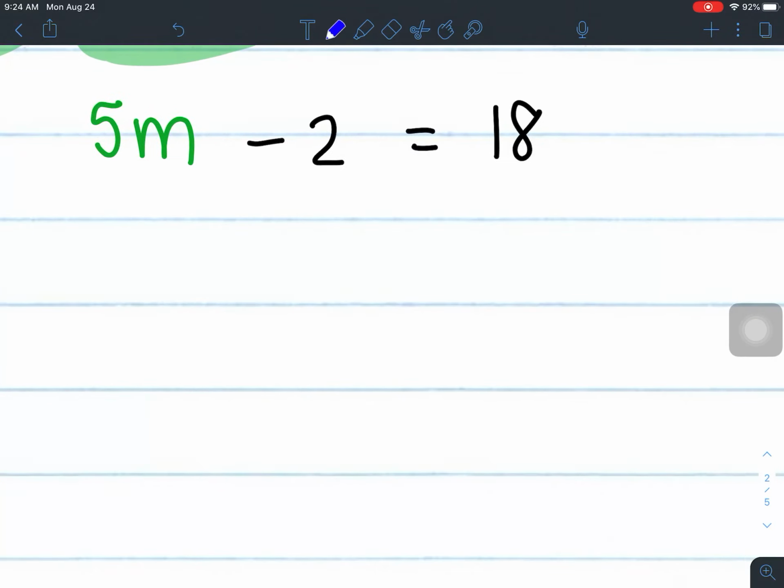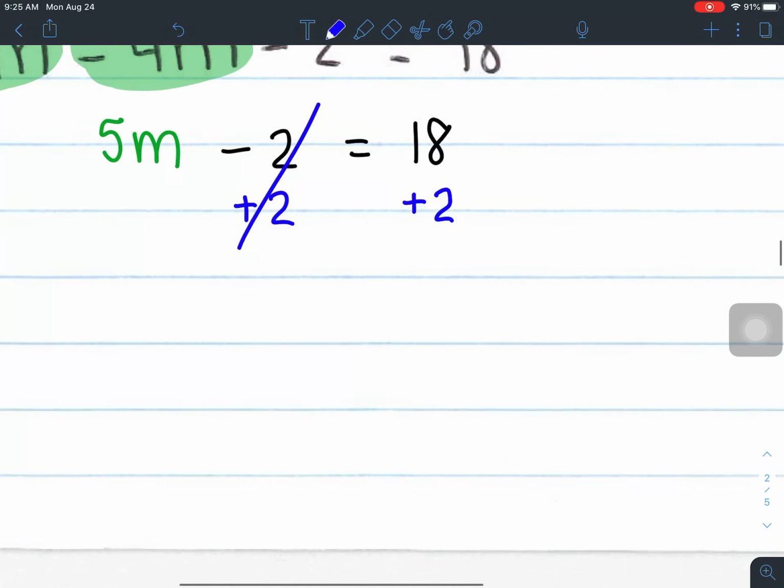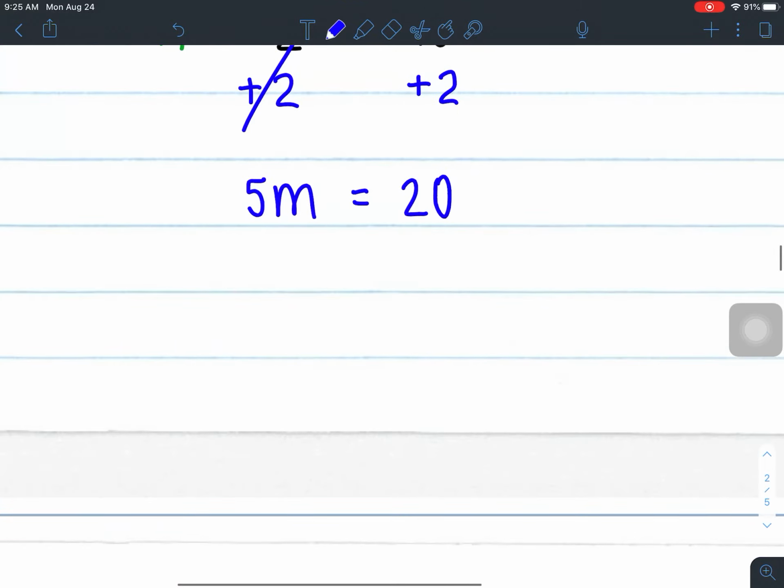The first thing I would do is I would add 2 to both sides. Remember, anything you do to one side, you have to do to the other side. And the reason why I'm adding 2 first instead of dividing by 5 is because I have to do addition and subtraction before multiplying and dividing. All right, so negative 2 plus 2 becomes 0. So then I have 5m equals 20. 18 plus 2 is 20.